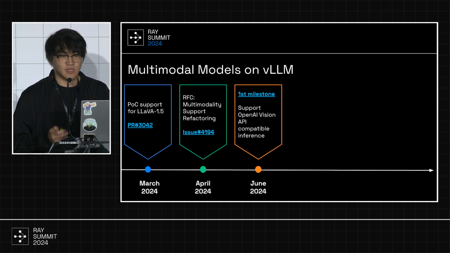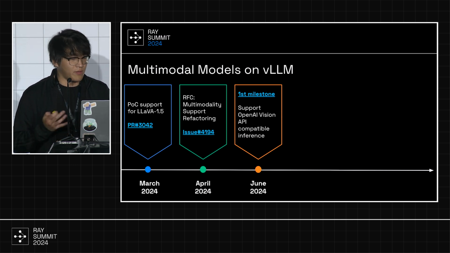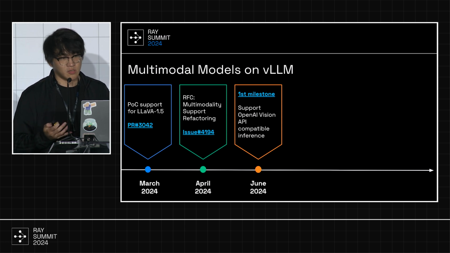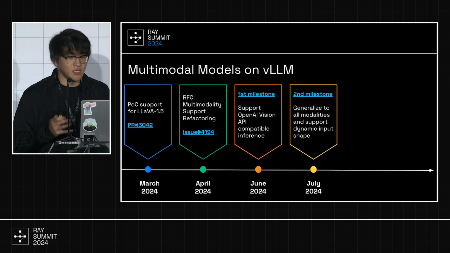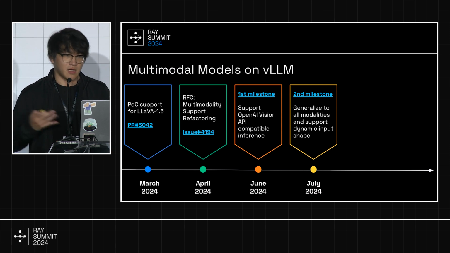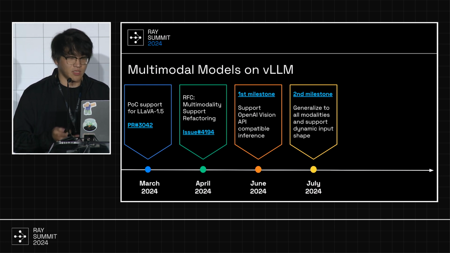In June 2024, we finished the first milestone, where we refactored the user interface and supported OpenAI Vision API compatible inference, meaning you can deploy an open source vision language model and use the same OpenAI client to call this model. And July 2024 is where we generalized the groundwork for supporting vision language models to all modalities. This is really a developer-facing change. If developers have an audio language model, they can plug in the audio plugin to vLLM and support it on vLLM. So it's not tied to image in particular. And one more important thing here is that we support dynamic input shape, which I'll talk about in a bit as well.